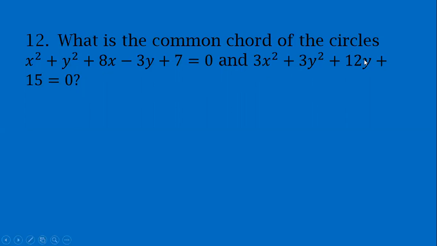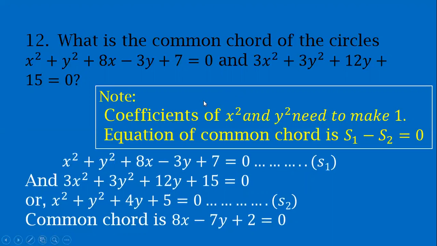You know, for this type of circle, what should we do at first? We should make the coefficients of x square and y square equal to 1. So we have to divide by 3, and then we have to subtract the circles using this formula, that is S1 minus S2 is equal to 0.